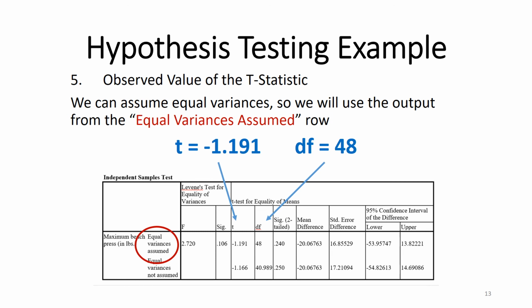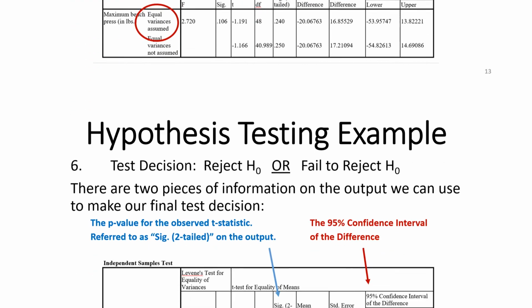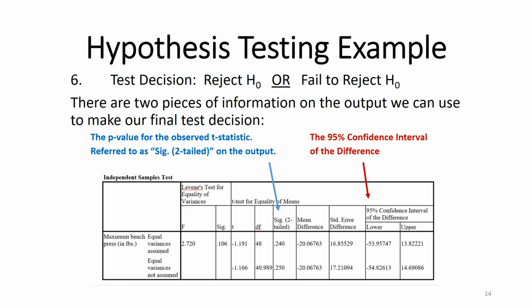Now we can use that. Let's move on and figure out how we make our final test decision. Let's move on to the next slide. Okay, we're almost home. We're at step 6, the test decision. Remember, we have to make one of two choices. We are either going to reject the null hypothesis and conclude that there is a significant difference in maximum bench press weights, or we're going to say we don't have enough information to conclude that there's a significant difference, and we fail to reject the null hypothesis.